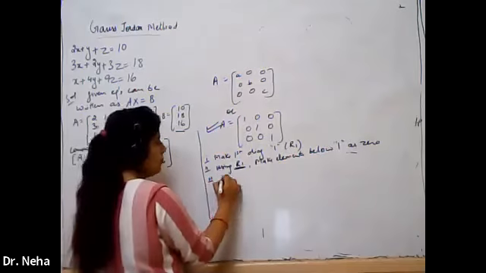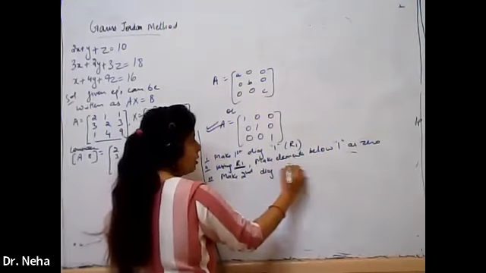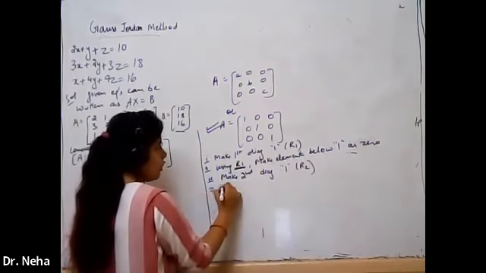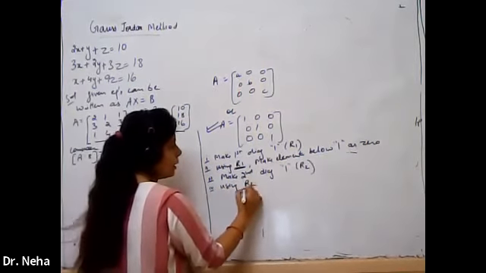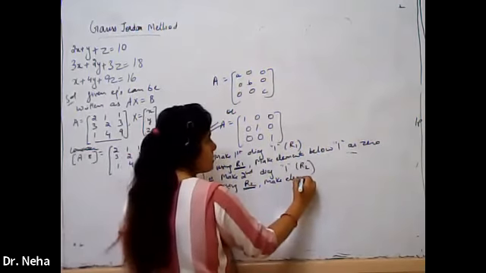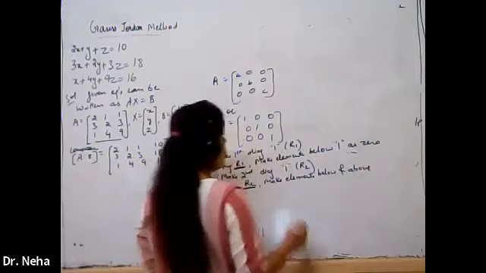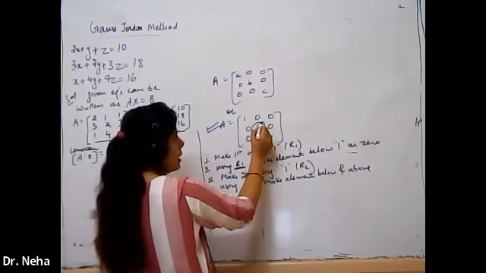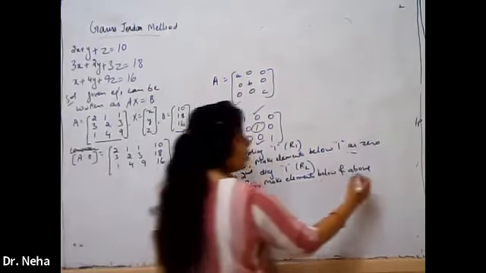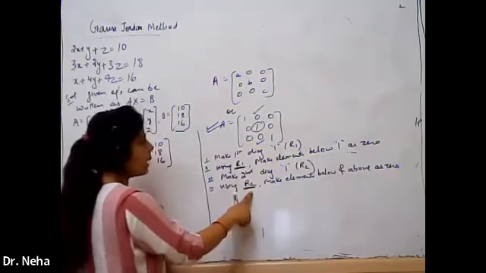What is step number 3? Make second diagonal 1. Second diagonal means it will appear in the second row, that means R2. Fourth step, using the second row, that means using R2, make elements below and above as 0. Why below and above? This one is your second diagonal. Above is this 0, and below is that 0. So make elements below and above as 0 using R2. That's why I am highlighting.